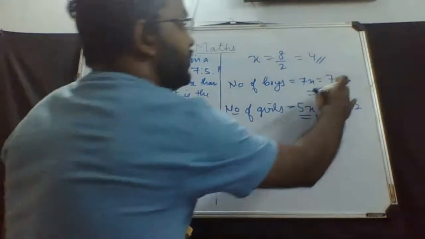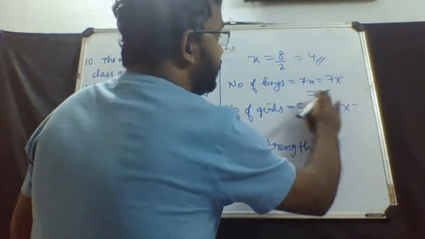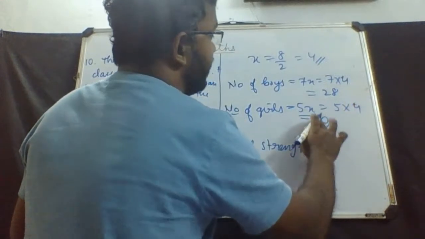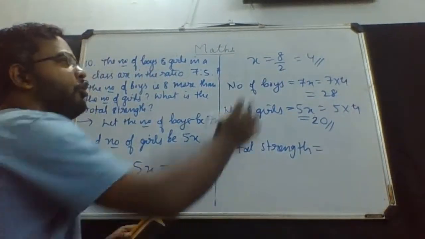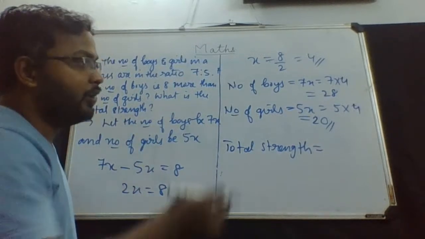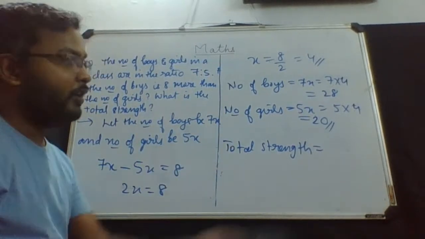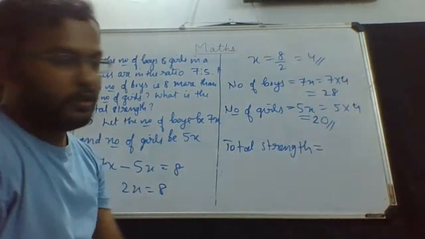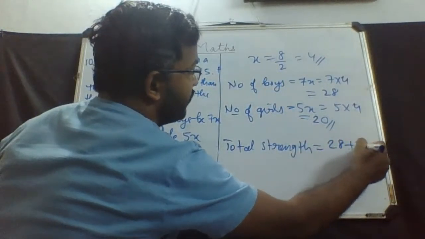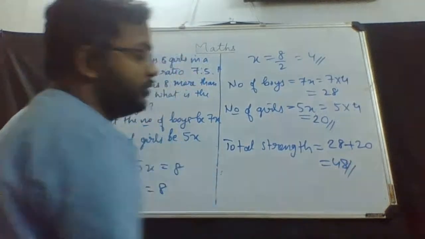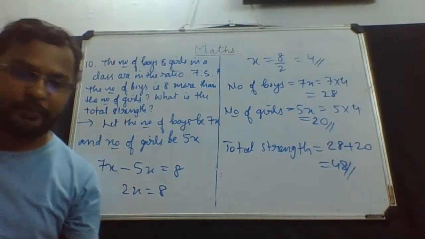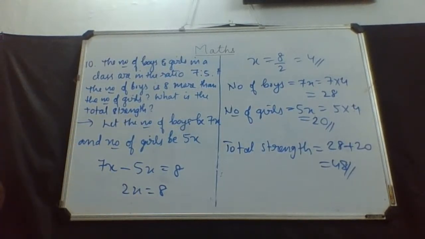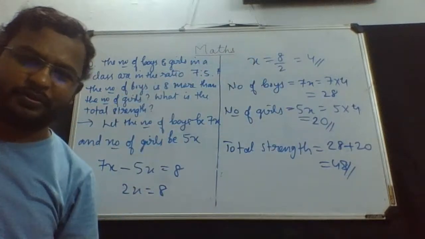Sorry, I made a mistake here. It is 4, I am writing 2. Sorry. The value of x is 4, not 2. So it should be 28, and here also 4, so it should be 20. The value of x we got is 4: 7 into 4 and here 5 into 4. So when you are adding 28 plus 20, you will get 48. So the total strength of the class is 48. Okay, not 24, it is 48. I mistakenly took x is equal to 2.